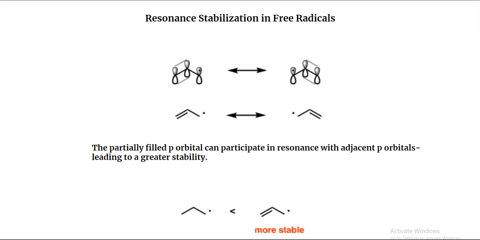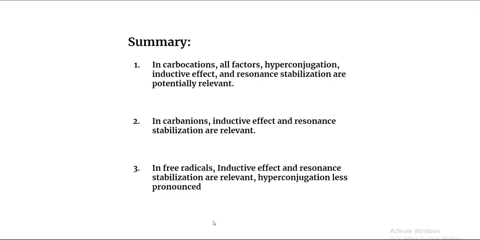And of course, resonance stabilization is also present in the case of allylic free radicals. So if you have something like this, you can always move this double bond here and have an unpaired electron here, which is this. So the possibility of resonating structures makes the allylic free radical more stable. That's why this free radical is more stable than the non-allylic counterpart. Okay, so that's basically it.